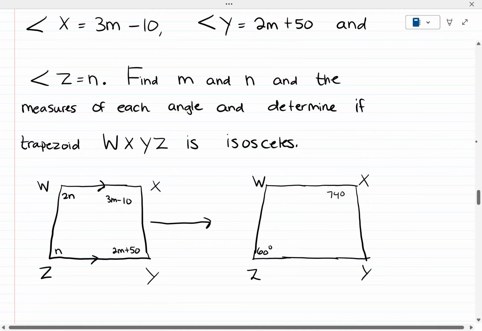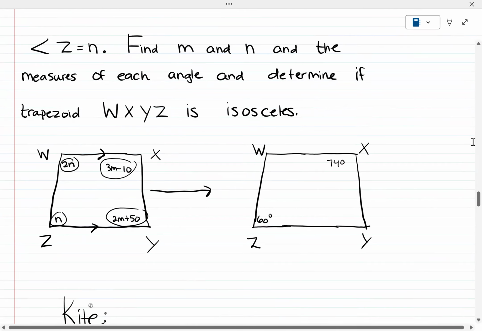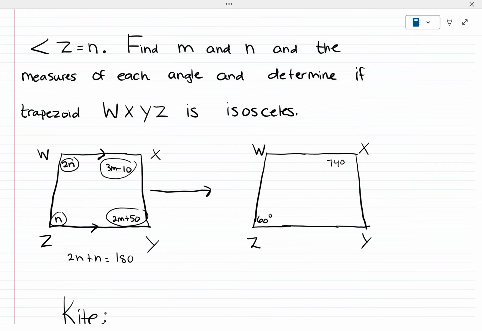So if you recall, if you add up all the angles, they add up to 360. But more specifically, if you add up this angle and this angle, they are supplementary. That means they add up to 180. And if you add up this angle plus this angle, it's also supplementary. So let's try to do that and see if it helps. So 2n plus n equals 180, which is 3n. Divide this by 3, and you get n equals 60.